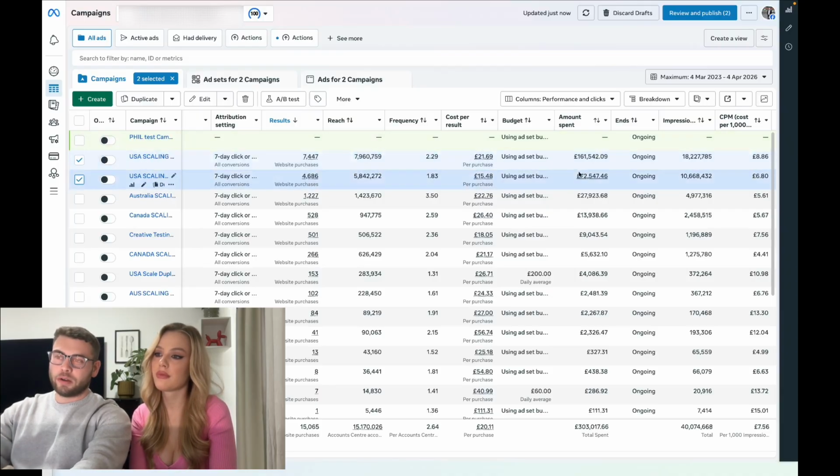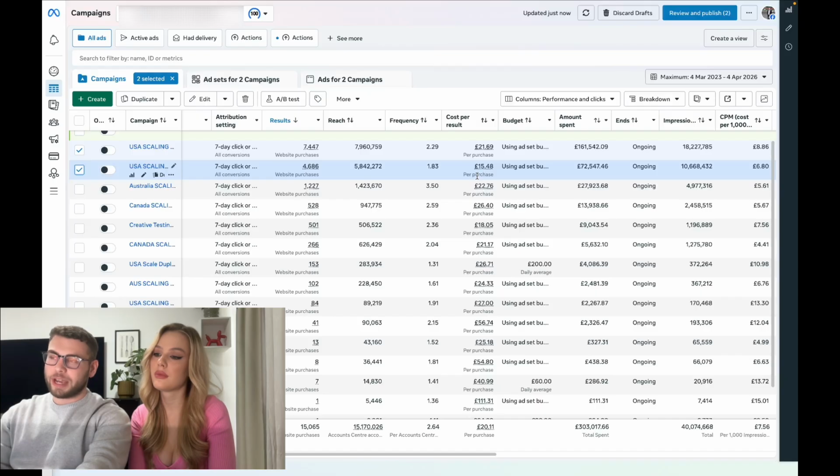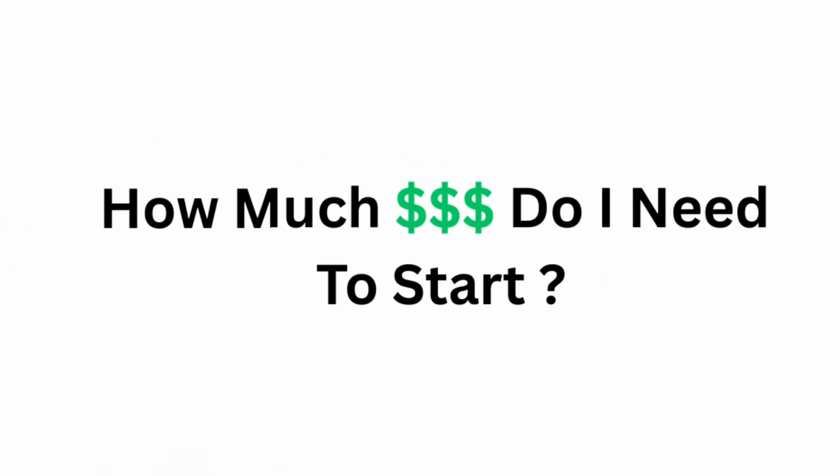Whereas you can see a cost per purchase of £18, £22 and £15 on a campaign. This is so much more scalable, which means we can spend more profitably to acquire our new customers.